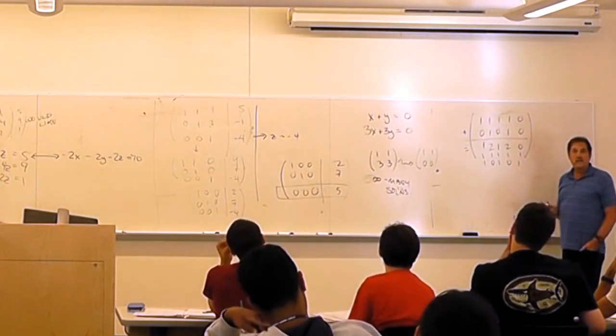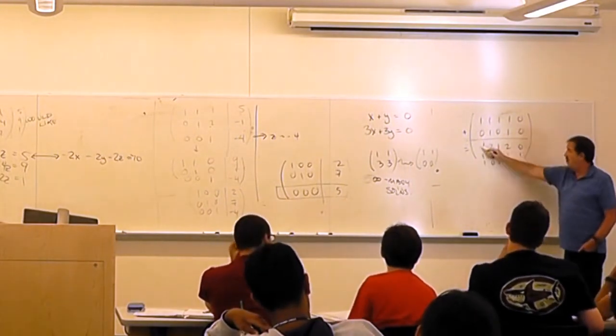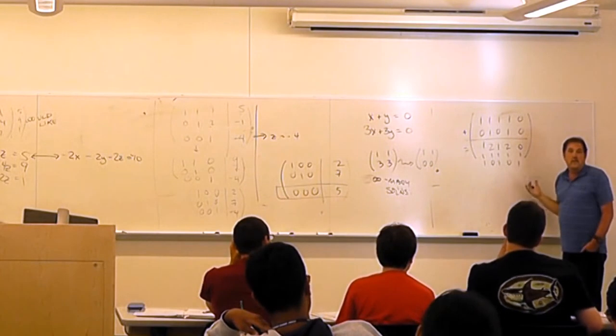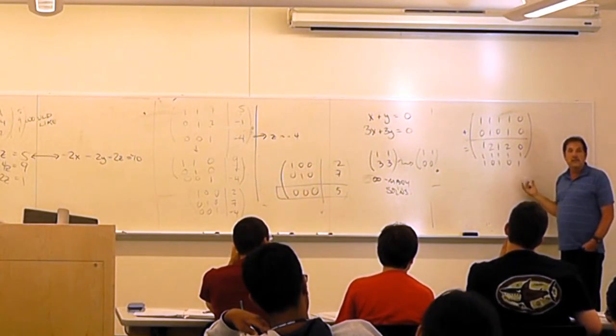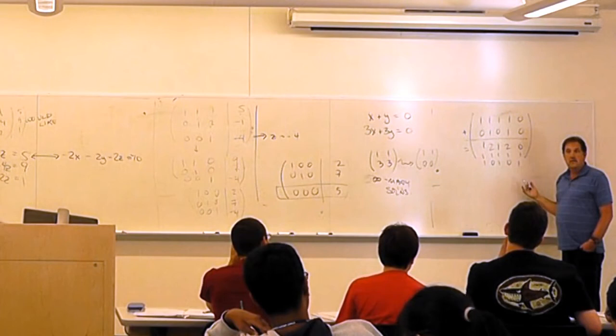So this will not have a unique solution because I can very easily get all zeros here, which means that one of my variables is not going to be able to be found. You see that?